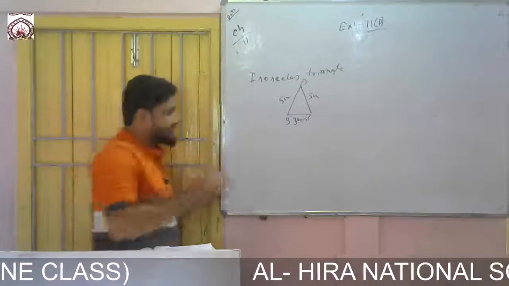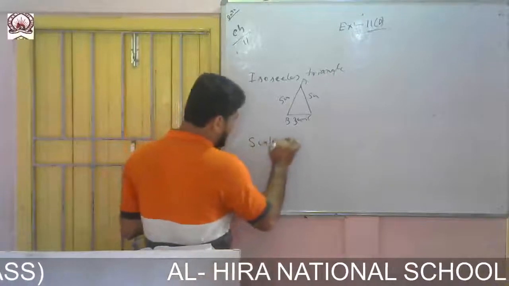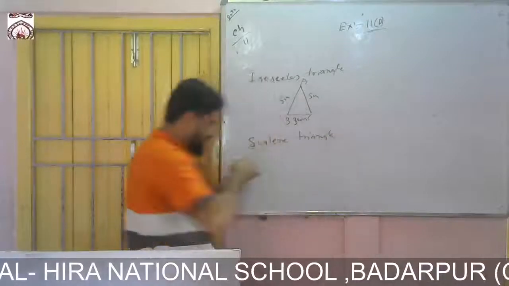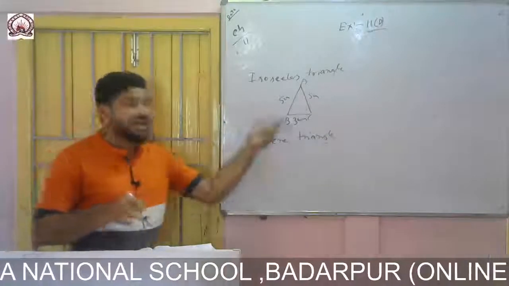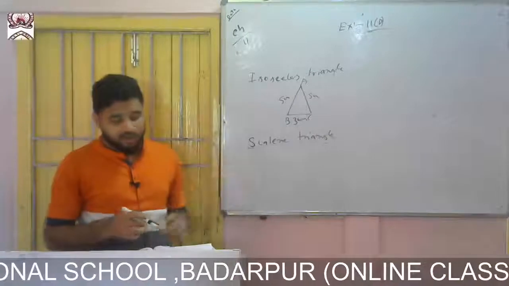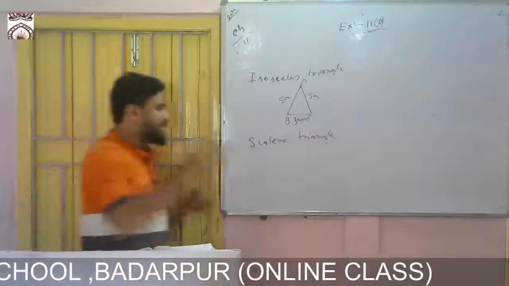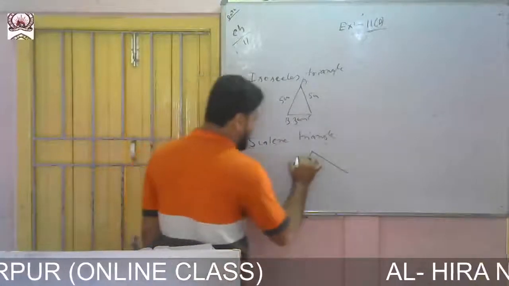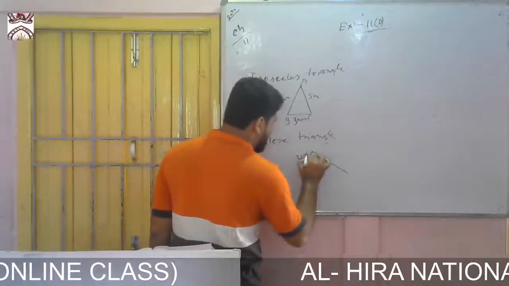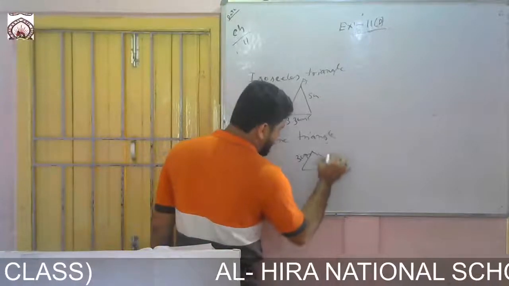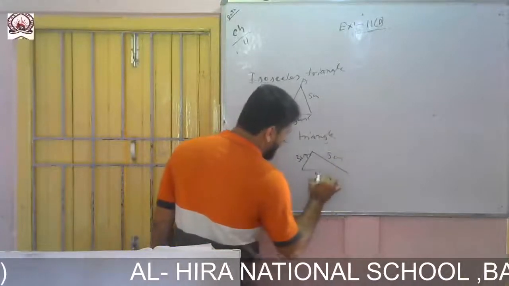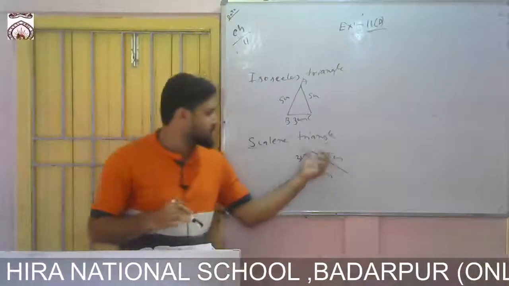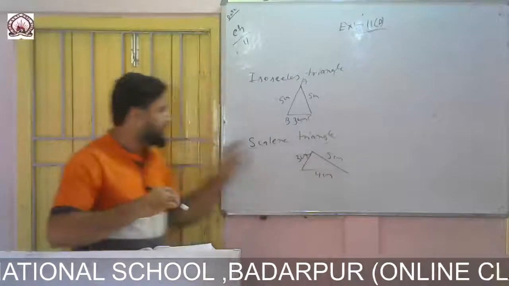Now the scalene triangle. What is a scalene triangle? In a triangle, if the three sides are not equal, then it is a scalene triangle. Suppose this is 3 centimeter, this is 5 centimeter and this is 4 centimeter. Here this one is 3, this one 4, this one 5. So the measures of the three sides are not equal. So it is scalene.